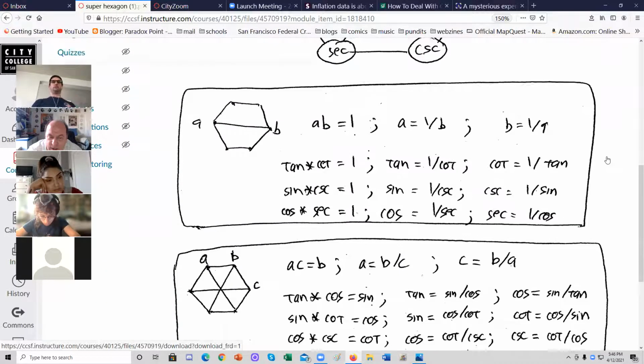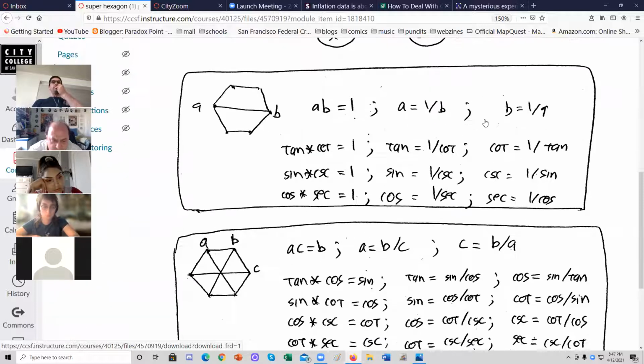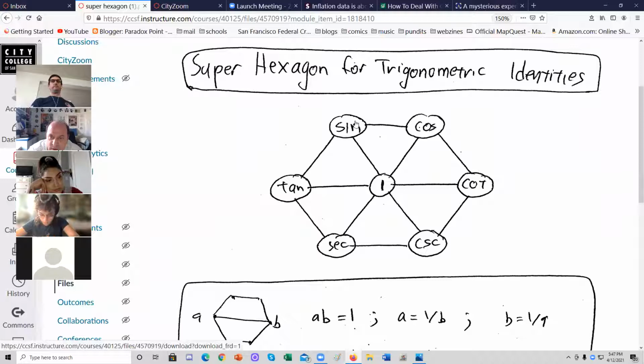Another one is that if you have 3 in a row like this, and the first 2 multiply, oh, the ratio of the first 2 is the third, so sine over cosine. Do I have that right? Oh, I'm sorry. Cosine over sine is cotangent.